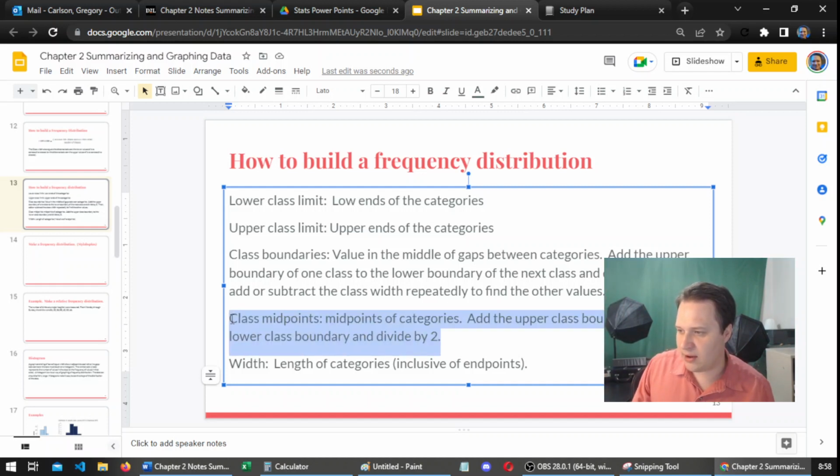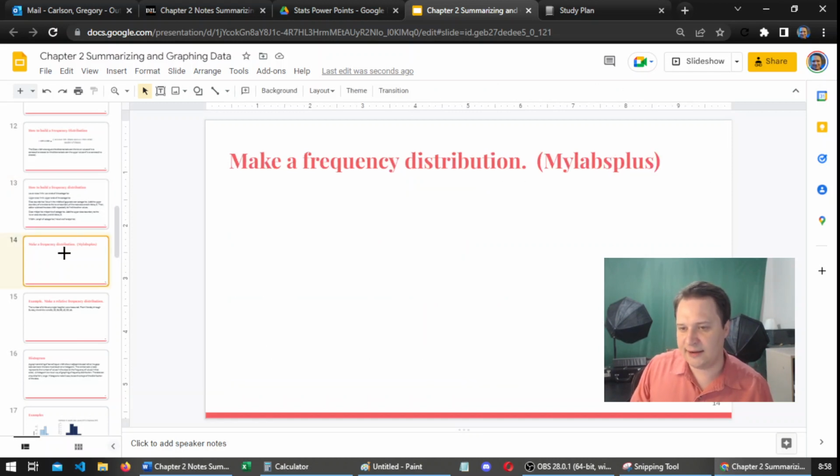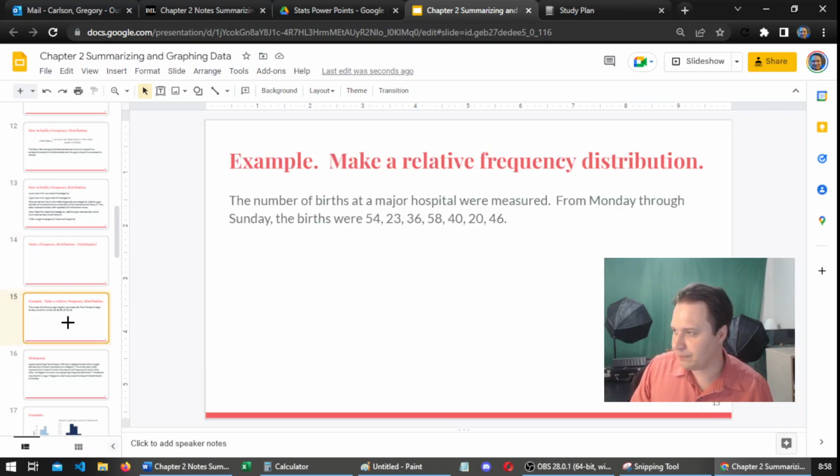I'm also going to show you how to calculate the class midpoints. And as I've already mentioned, the width is the change from one class to the next. So I'm going to come back to this slide when we do the video on MyLabs Plus. And it's not that hard. It's just a bunch of things you have to remember. So I'll show you how to do that on the homework.